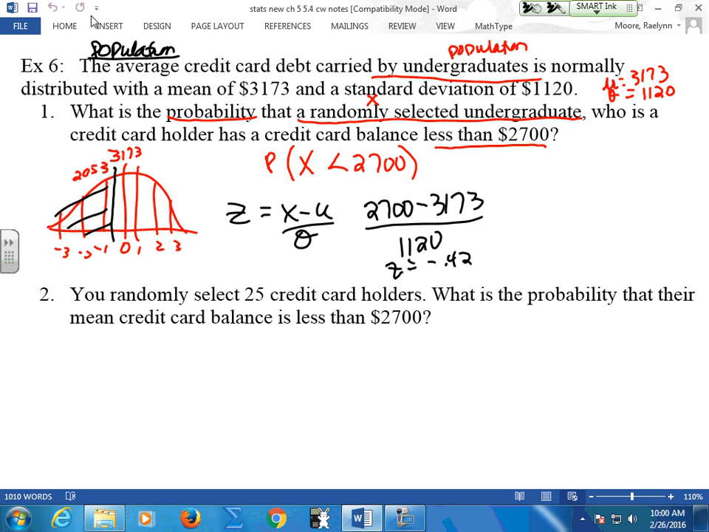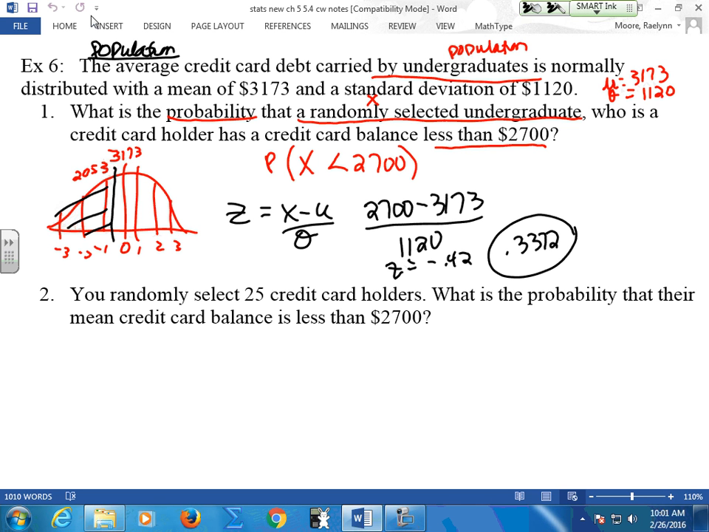We look this guy up, and we find this area to the left of this. Well, 33.72%. The probability that I will pick a person from the population who has less than 2,700 on their credit card is about 33%, 34%. And you guys are in the ballpark, 45. We knew we were less than 50.